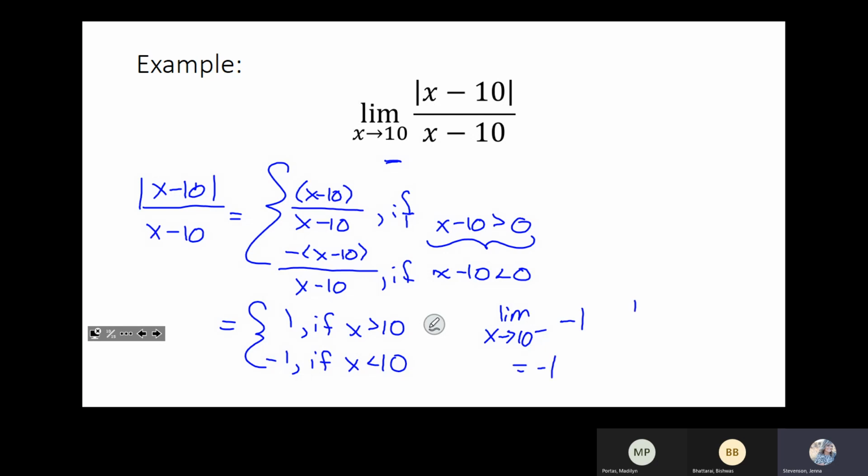And then the second one, the limit as x approaches 10 from the right side, that's the upper one, so that's positive 1. So equals 1. They're not equal to each other. So this limit does not exist. The left hand did not match the right hand.